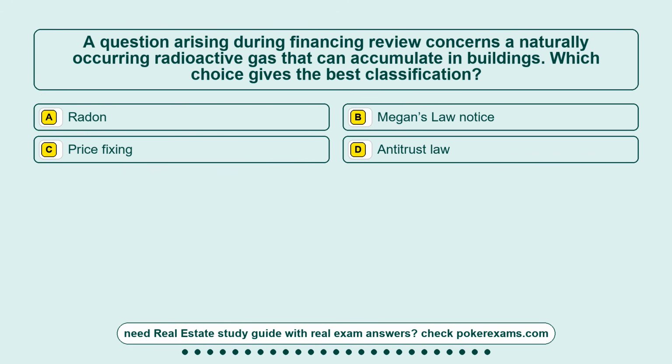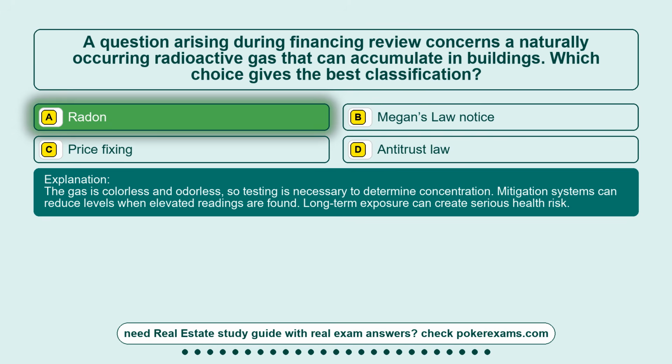Question 13. A question arising during financing review concerns a naturally occurring radioactive gas that can accumulate in buildings. Which choice gives the best classification? Option A. Radon. Option B. Megan's Law Notice. Option C. Price fixing. Option D. Antitrust law. The correct answer is option A. Radon. The gas is colorless and odorless, so testing is necessary to determine concentration. Mitigation systems can reduce levels when elevated readings are found. Long-term exposure can create serious health risk.